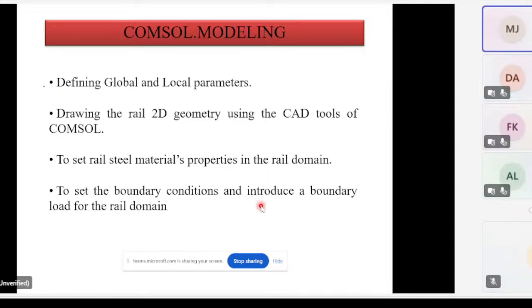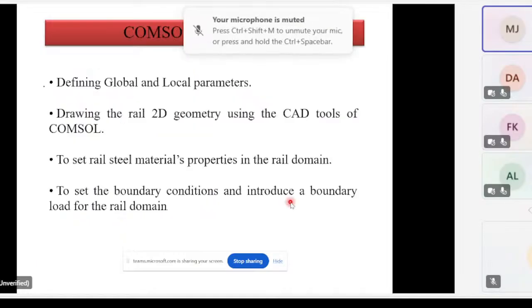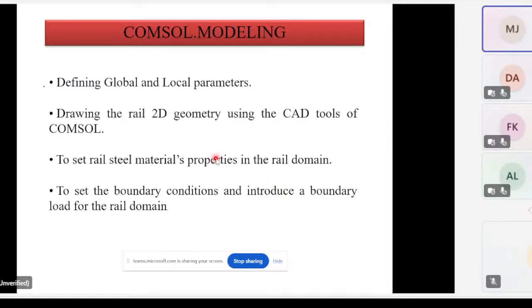So there we got some relationship. Finally, we got the relationship in terms of N. G is also known, so therefore we got this. This relationship we got, so delta N, the acoustic emission delta, is this. Therefore, what is our job now? We have to simulate this thing. How do we do it?